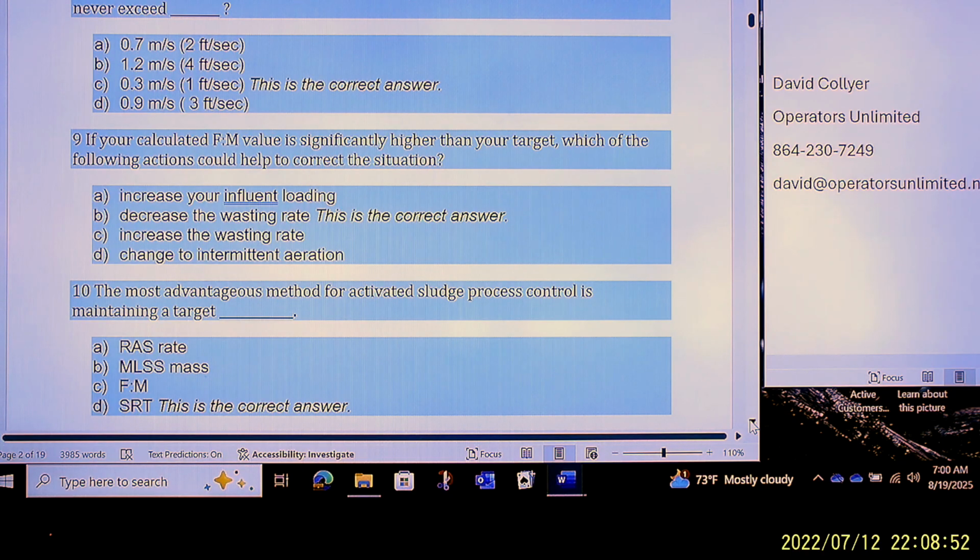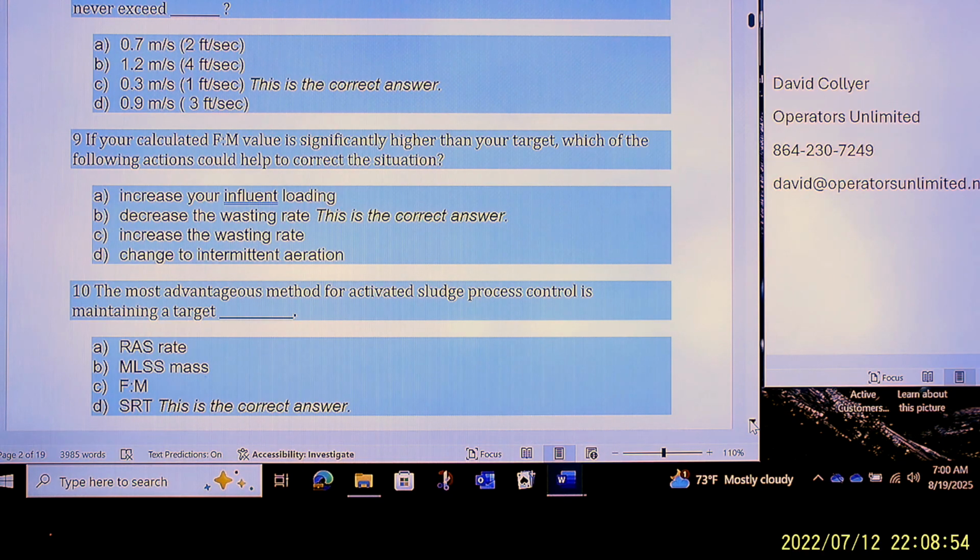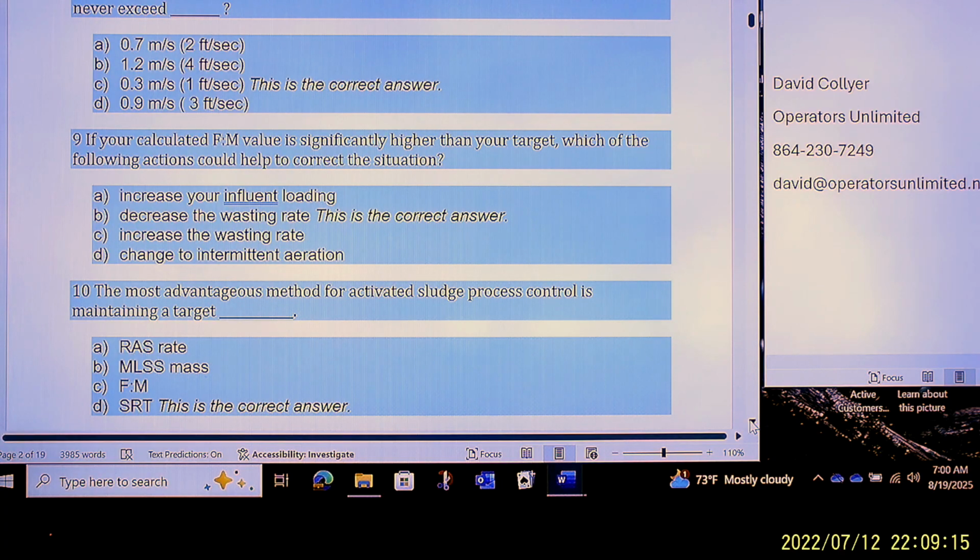Number 8, in most grit chambers and grit removal systems, the wastewater velocity should never exceed 2 feet per second, 4 feet per second, 1 foot per second, or 3 feet per second. The answer to number 8 is C, 1 foot per second.